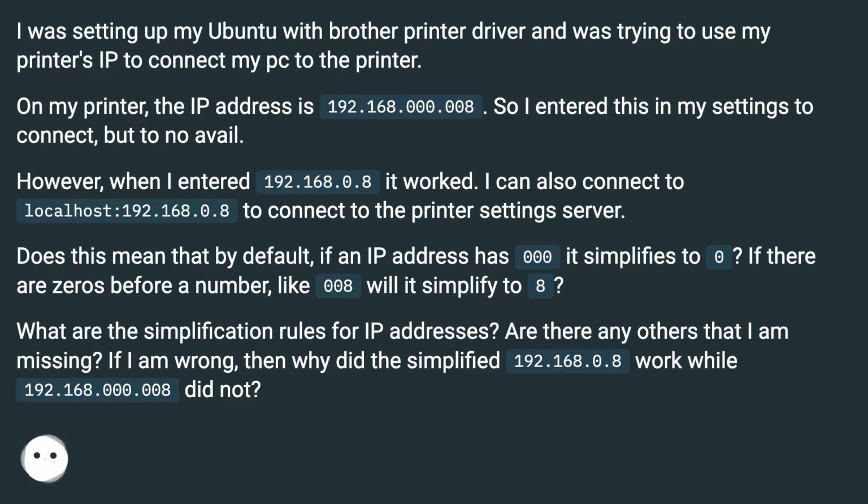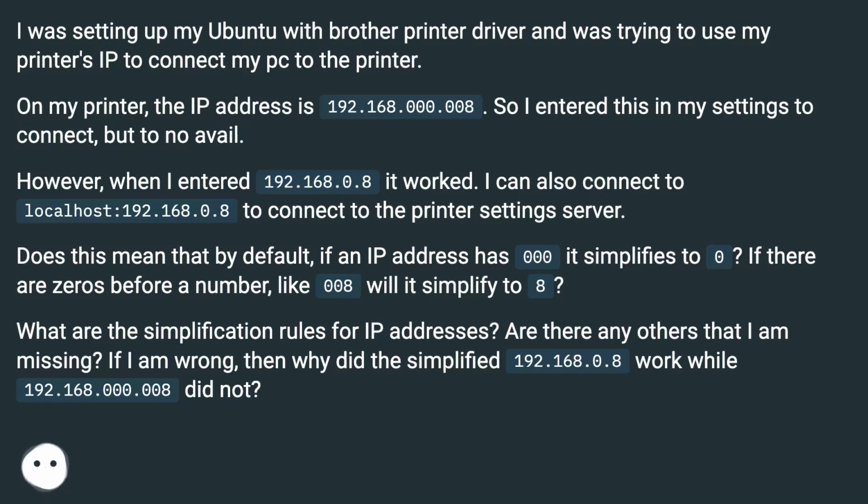However, when I entered 192.168.0.8 it worked. I can also connect to localhost:192.168.0.8 to connect to the printer settings server. Does this mean that by default, if an IP address has 000 it simplifies to 0? If there are zeros before a number, like 008, will it simplify to 8? What are the simplification rules for IP addresses? Are there any others that I am missing?